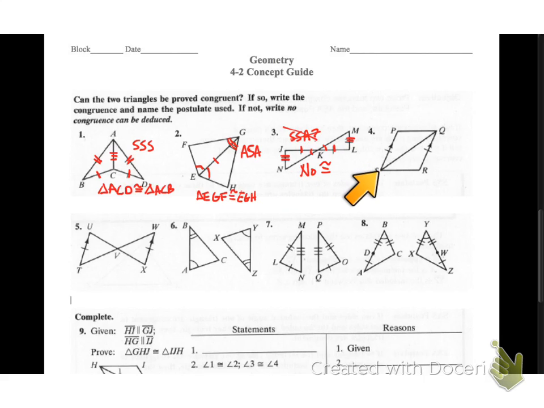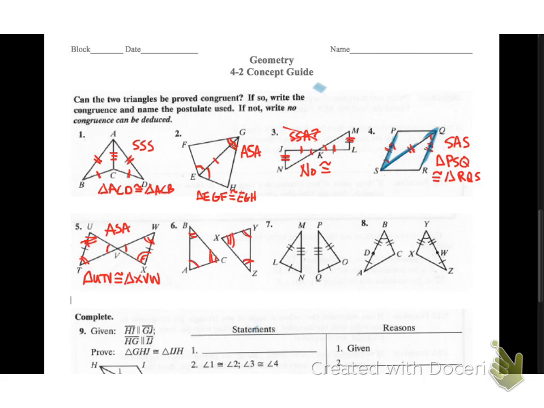How'd you do on number 4? Parallel lines. Alternate interior angles are congruent. Did you catch it? So yes, side, angle, side. We had the reflexive side there. Number 5, parallel lines. Yes.